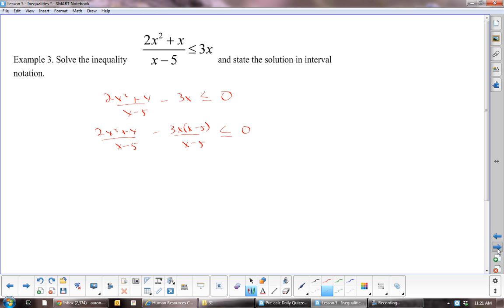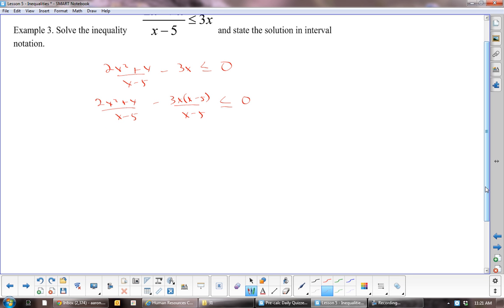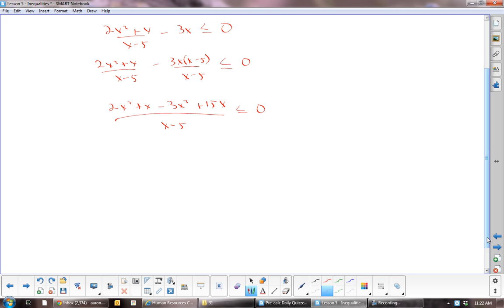Now since they're both over a common denominator, this would be 2x squared plus x minus 3x squared plus 15x all over x minus 5. I just brought the negative 3x in, okay? So 2x squared minus 3x squared is negative x squared plus 16x all over x minus 5. And this has to be less than or equal to 0.